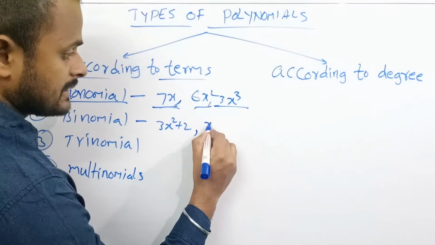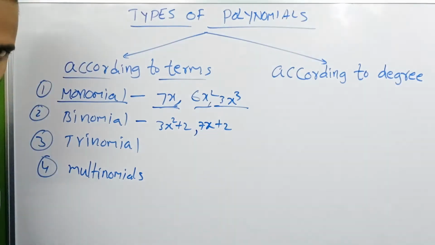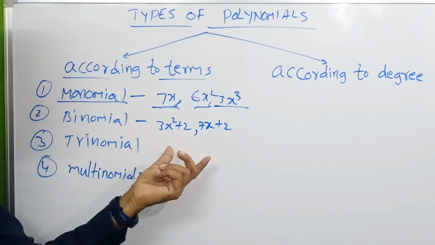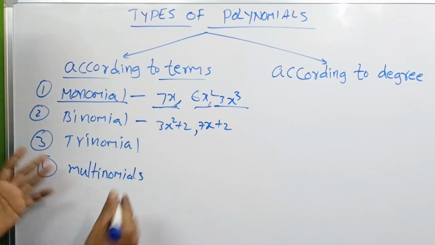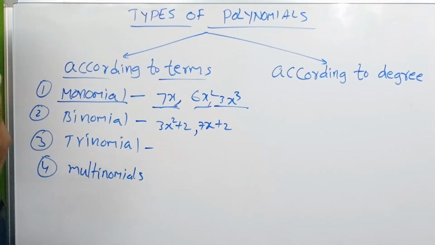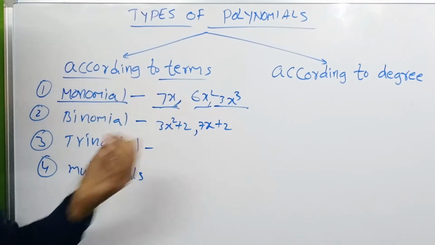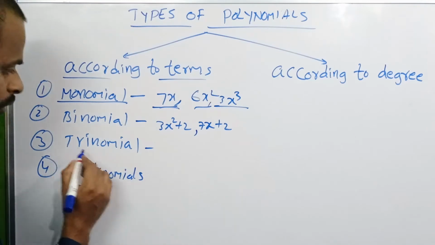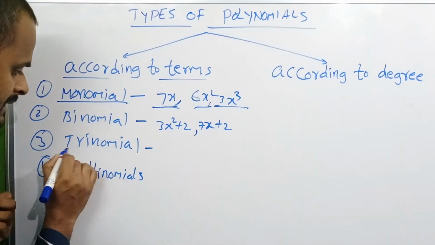Another example is 7x plus 2. Like that. That means a polynomial having 2 terms, that polynomial is called binomial. Next, trinomial. Tri means 3, means a polynomial having 3 terms, that kind of polynomial is called trinomial. So here trinomial means having 3, tri means 3.